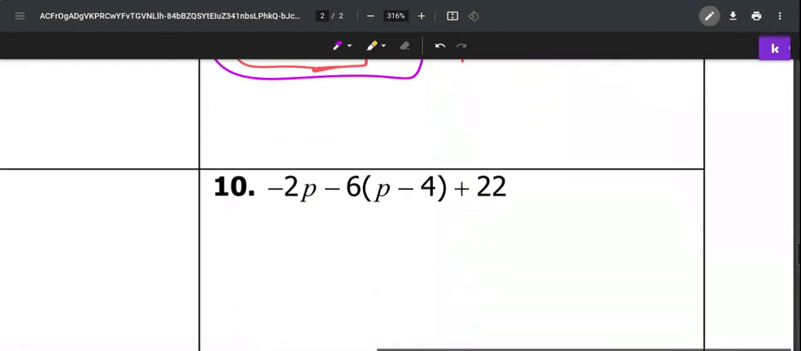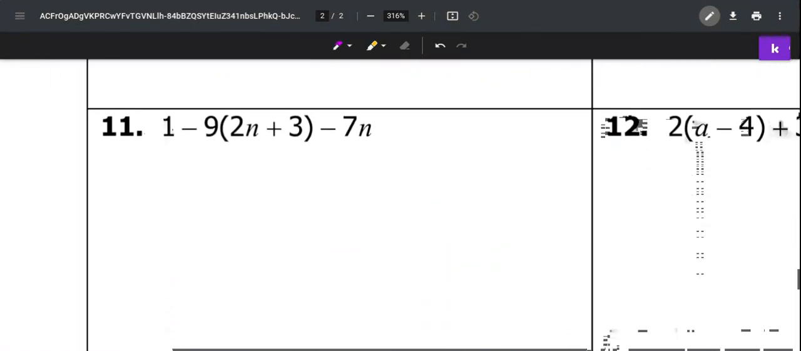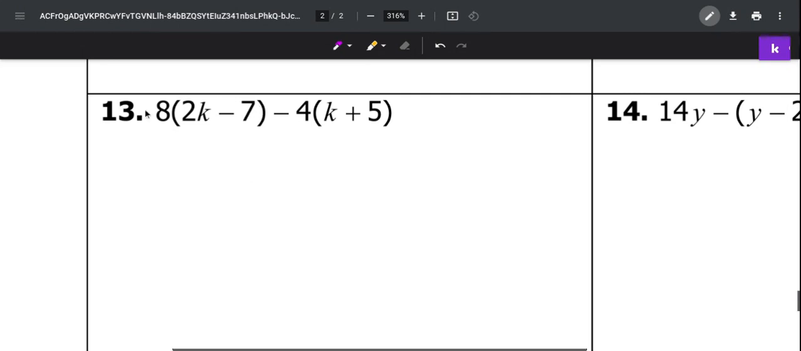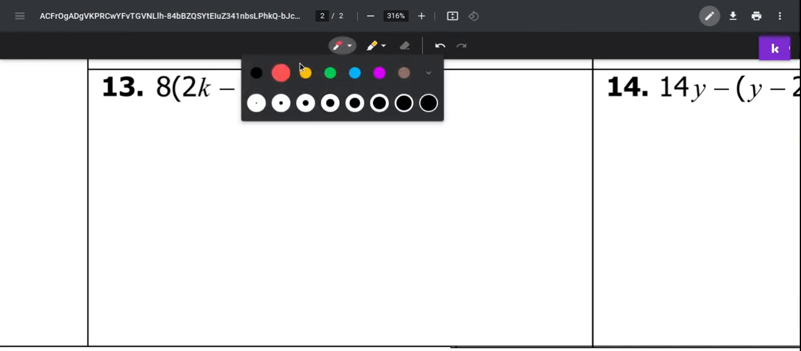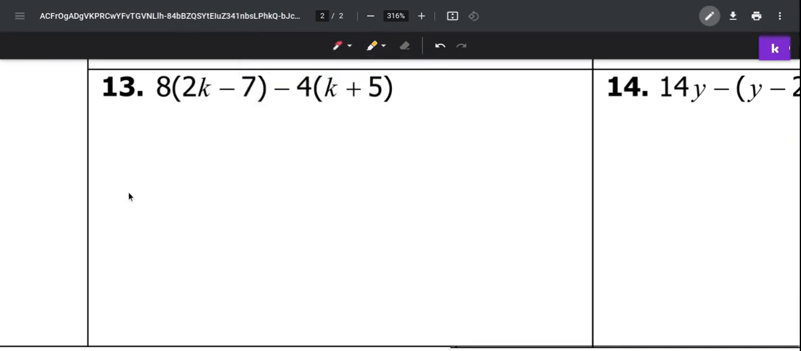Let's go down to 13. Let's do a hard one. Let's see if you could do 13 by yourself, doing what we've just done on all the other problems. So pause this and see if you can do it. All right, so here's what we've got. We've now got 2 places where we distribute, but what we're going to do is just distribute in both places.